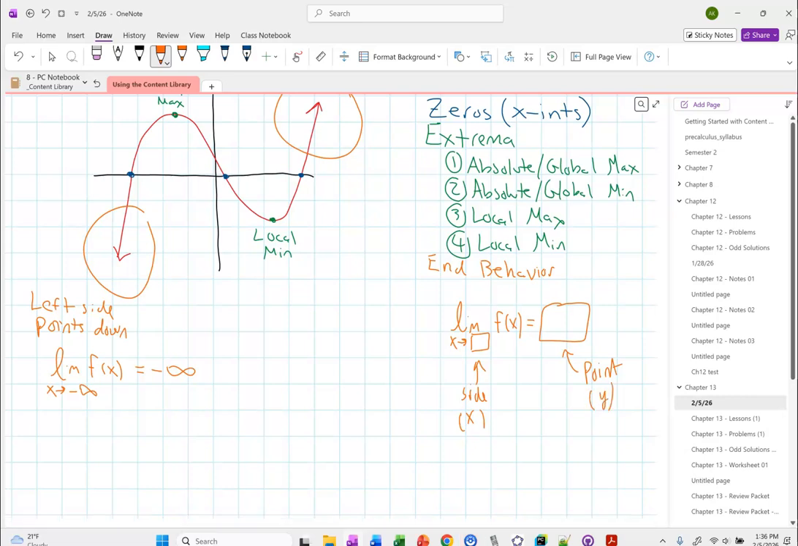So again, the side, what we're talking about is what's happening to the x. The point is what's happening to the y. Does everybody feel okay about the limit notation? Again, you're communicating something that's really obvious, it's just presenting the notation for you guys, and I'm trying to decode it enough to where it's simple to write. Everybody's okay?